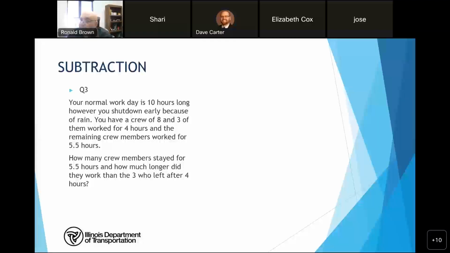Addition and subtraction can also be useful when you're determining your workforce information. For example, in a normal workday that's 10 hours long, you have to shut down early because of rain or any other factor. You have a crew of 8, 3 of them have worked for 4 hours, and the remaining crew has worked for 5.5 hours. So how many crew members stayed for 5.5 hours, and how much longer did they work than the 3 who left after 4 hours?